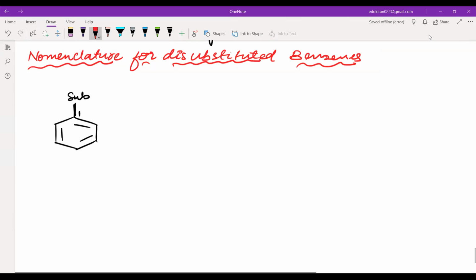Now I can say that there are only a limited number of positions that you can have. These two positions are the same. Similarly, these two positions are the same. And then we have this position here. So there are only 3 positions possible if I have disubstitution. The second substituent can be present in the orange one, the green one, or the sandy color one.